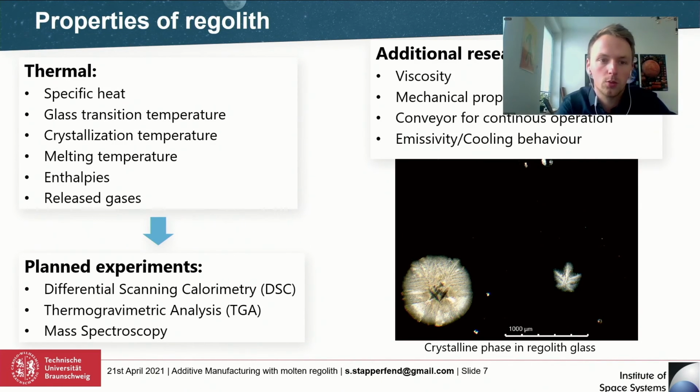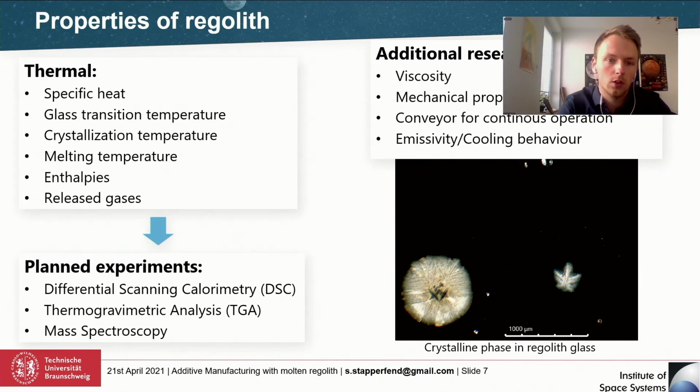For example, we want to measure the specific heat of the lunar regoliths while heating, so over time, which is quite important also for thermal energy storage. So you can maybe survive the lunar night while heating or while just saving energy inside of the regolith.